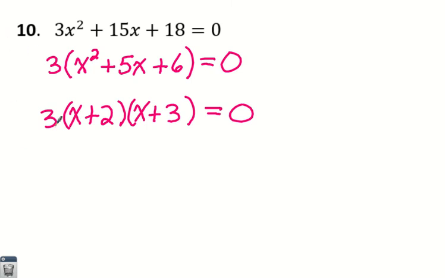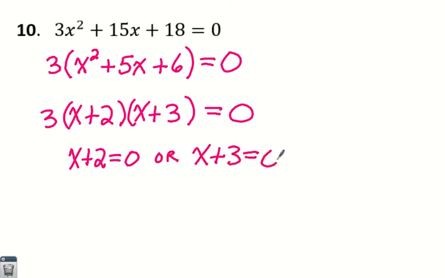If your GCF would have been like 3x, then that would have been needed to be set equal to 0. But if it's just a 3 or something, you can just almost like disregard it, because again, setting this equal to 0 doesn't make much sense. So x plus 2 equals 0, or x plus 3 equals 0, and let's just cut to the chase. X is going to equal negative 2 or negative 3.